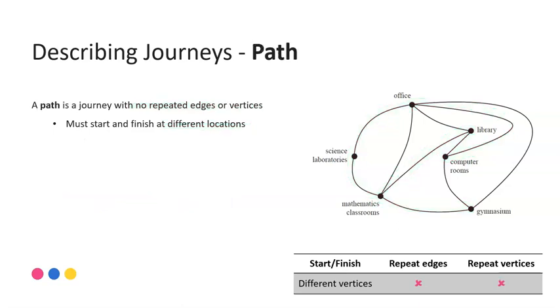The next journey that we're looking at is a path, and so we're stepping up our restrictions again. With a path, there's no repeated edges or vertices, and we must start and finish at different locations. Again, we don't have to use everything. I may be in the computer room, go to the office, to the maths classroom, and then finish at the science lab, and that would be an example of a path. And again, I list my journey by writing it down.